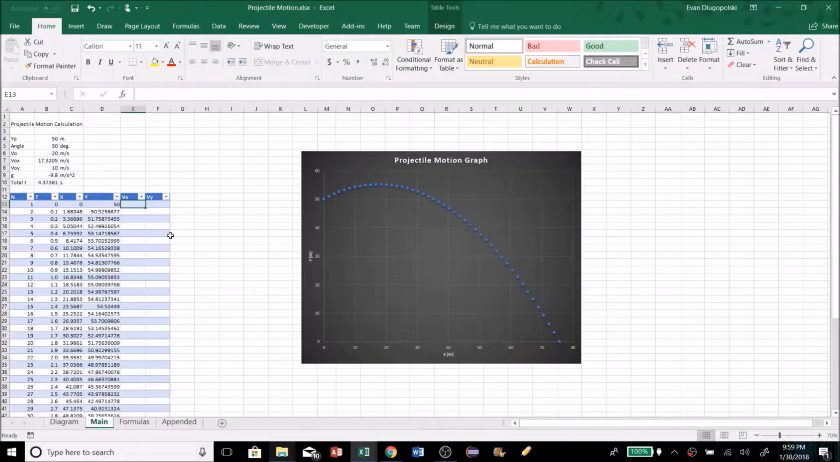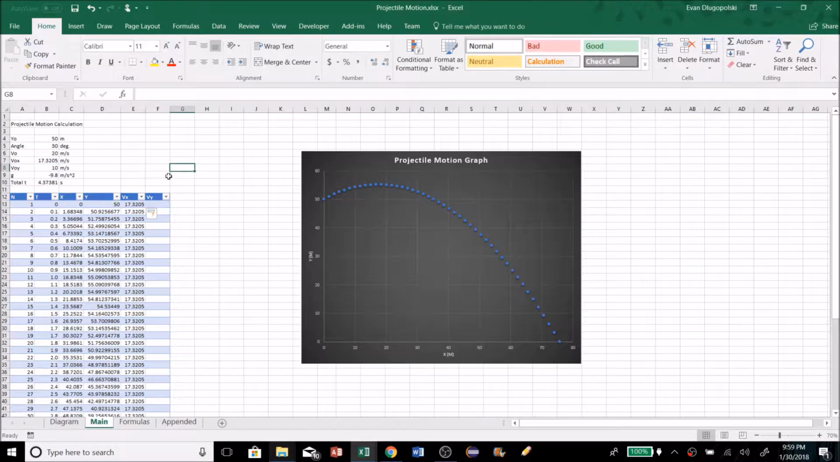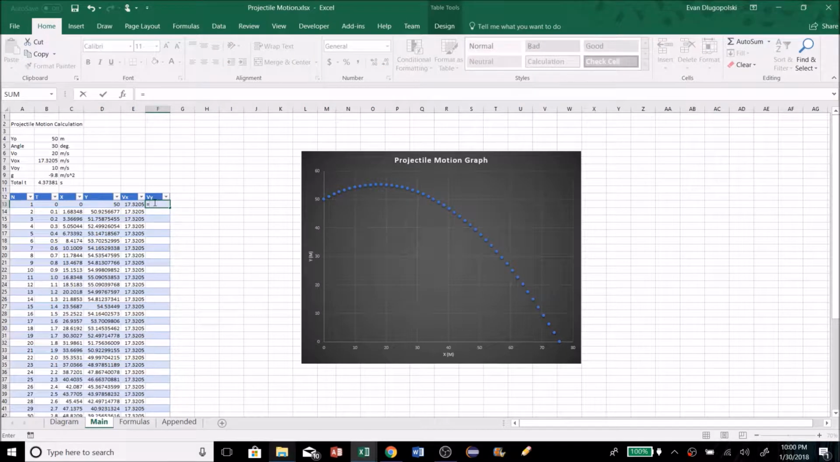So what we can do is just say equals, and then select our initial x velocity there, lock it, hit enter, and then that'll populate down. Then for the y velocity, we need to do a little bit more of a calculation. We need to say our initial y velocity, lock that, plus gravity, lock that, times our time.